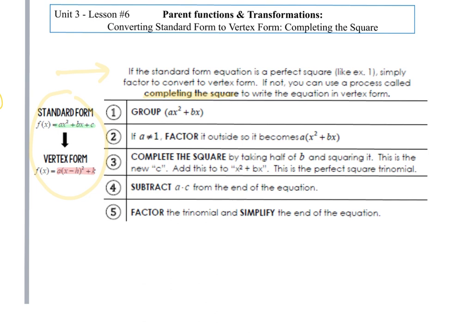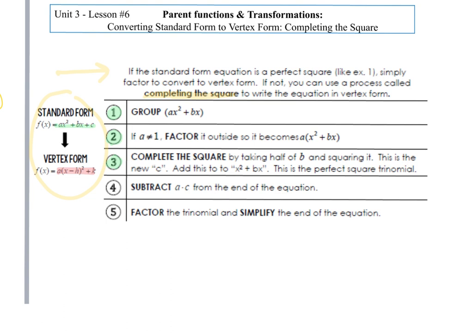So we have all these steps. Starting with step 1, it says first make a grouping out of our x squared and our x term. We're going to put them together in parentheses and kick the c term to the outside of the parentheses. Then step 2, if our a value does not equal 1, so if it's larger or even if it's a fraction, we have to factor it out so that the a value is outside the parentheses and we're just left with x squared plus bx inside.